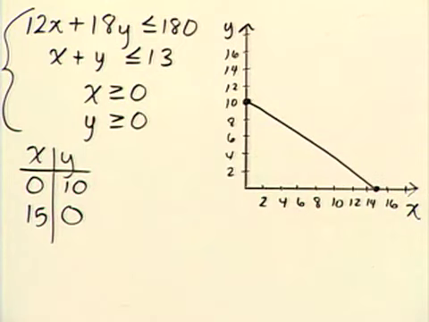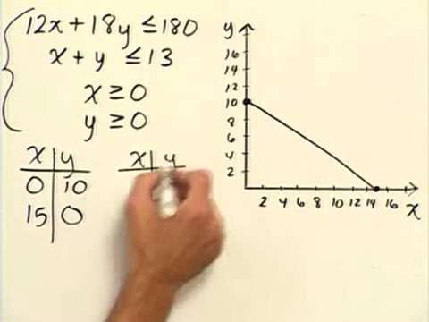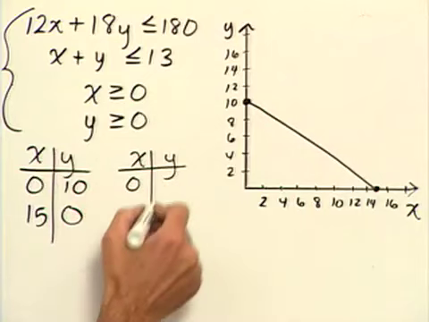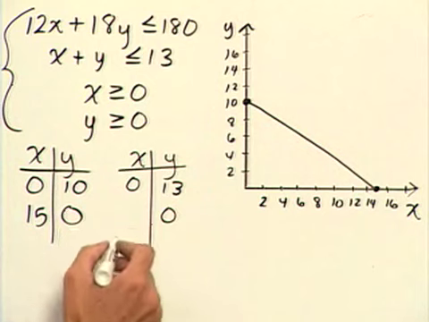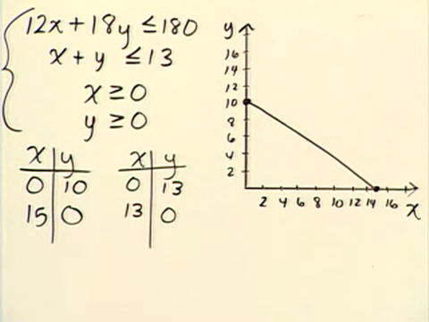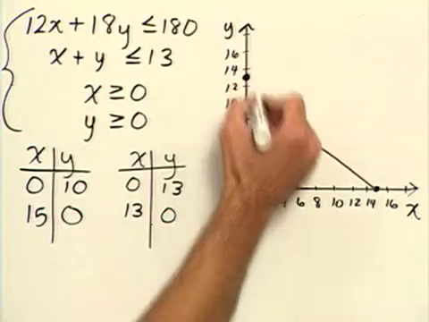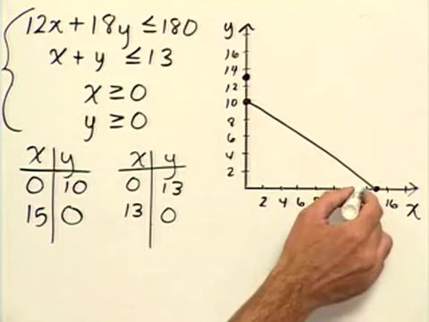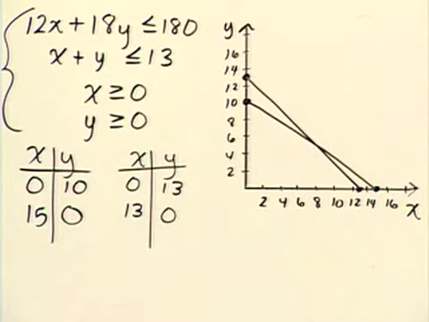So there's our line. If we graph the second equation, doing it the same way, using an XY table, if X is 0, then Y is 13. And if Y is 0, then X is 13. So if I plot those 2 points, I will have this one here, and I will also have this one here. And if I draw a line connecting those 2 points, I have this line right there.